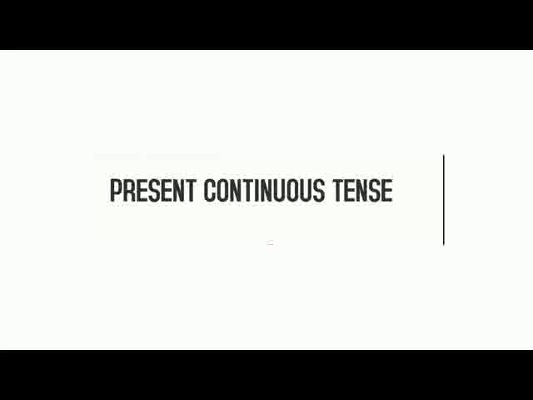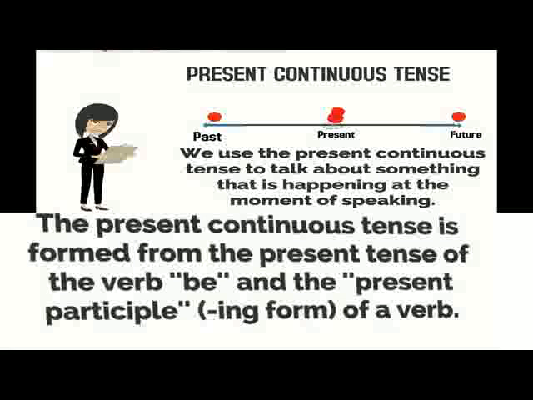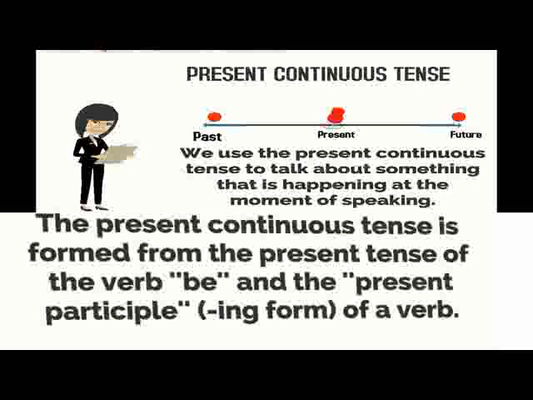Now the second is present continuous tense. We use the present continuous tense to talk about something that is happening at the moment of speaking. It means that the work is still continuing. And how will we make present continuous tense? The present continuous tense is formed from the present tense of the verb be and the present participle, the ing form of the verb.